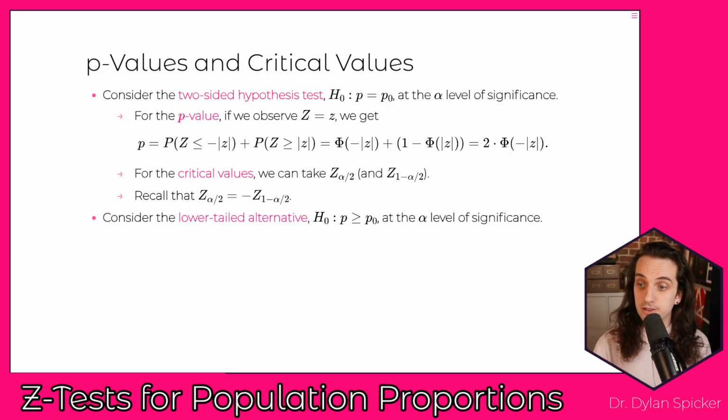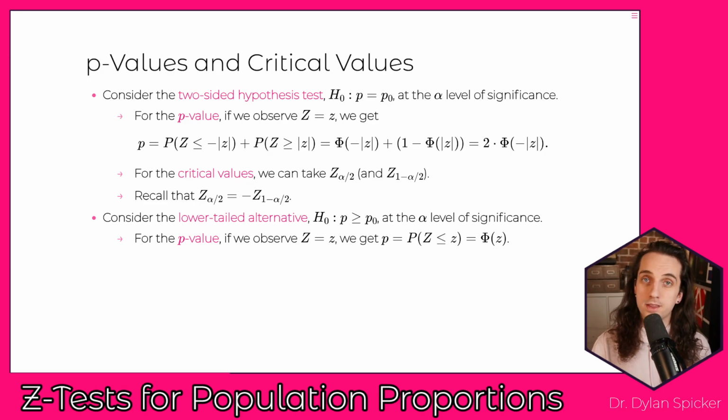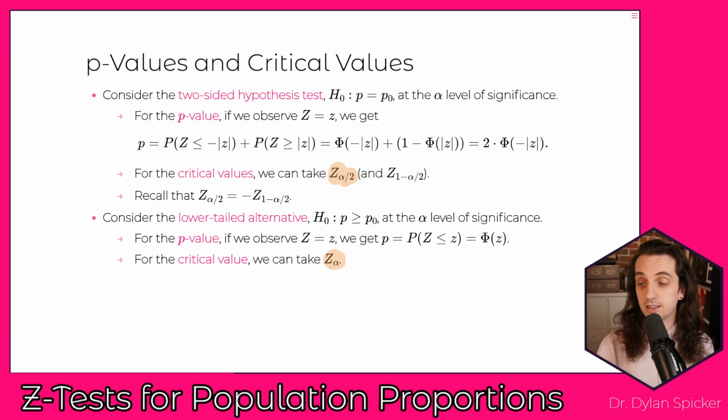If we instead are considering the lower tail alternative, so that the null is that it's greater than or equal to, and we're looking at an alpha level of significance, then if we want the p-value, we just want to know, what's the probability that we observe something less than what it is that we actually observed? This is given by phi of what we have observed here. The lower tail critical value is just going to be z alpha. Remember that we have z alpha over 2 for our two-tailed test. We're only using z alpha here, and that's because in the two-tail test we have to divide that alpha over 2 into both of the tails, whereas in this case we're only looking at the lower tail value.